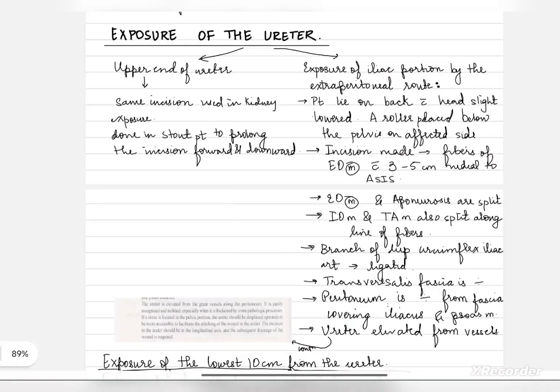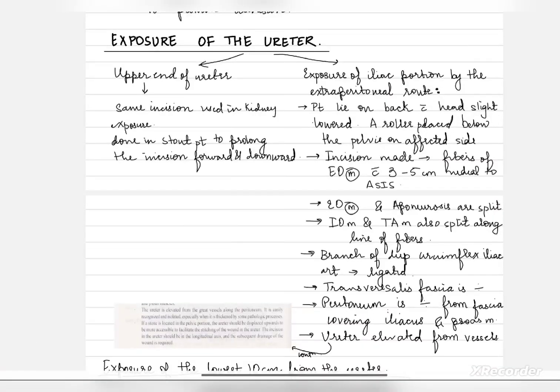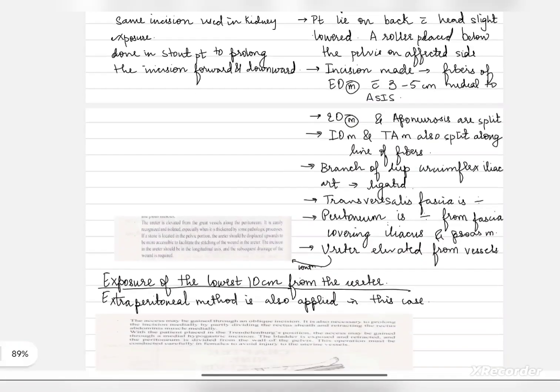Now next is exposure of the ureter. Upper end of ureter: the same incision used in kidney exposure, done in Sturm's point, to prolong the incision forward and downward. Exposure of the iliac portion by extraperitoneal route. Patient lies on the back with head slightly lowered. A roller is placed below the pelvis on the affected side. Incision is made along the fibers of the external oblique muscle, 3 to 5 cm medial to the anterior superior iliac spine.